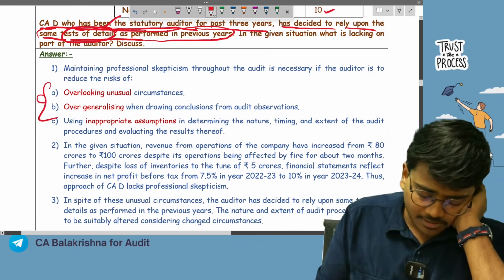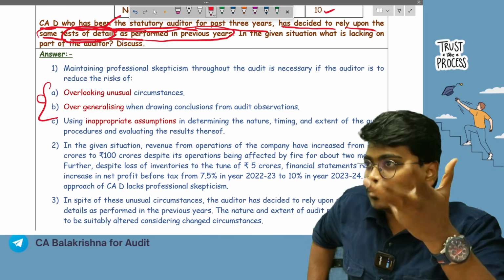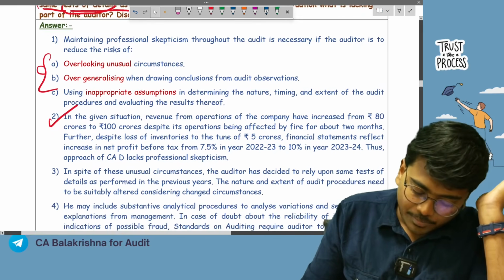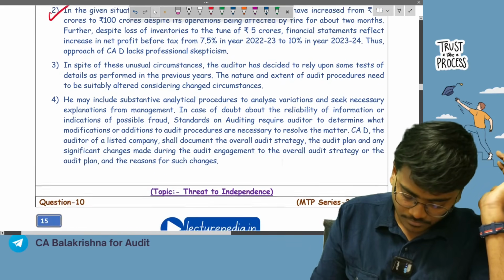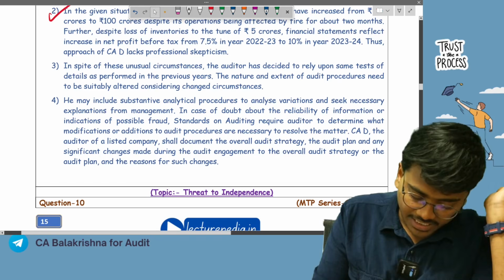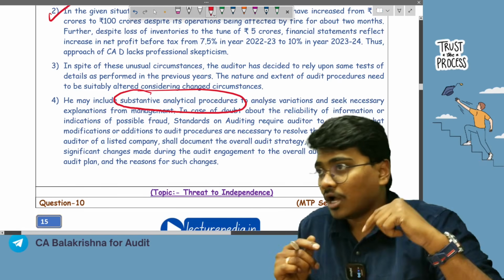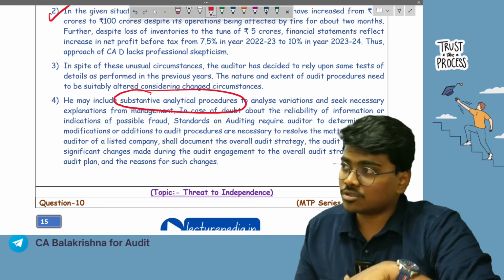You should explain these three things, what will happen if you lack professional skepticism, and you should apply that to the current situation. Instead of relying on the previous year's procedures, he should have performed the procedures again in the current year also. You should conclude that.